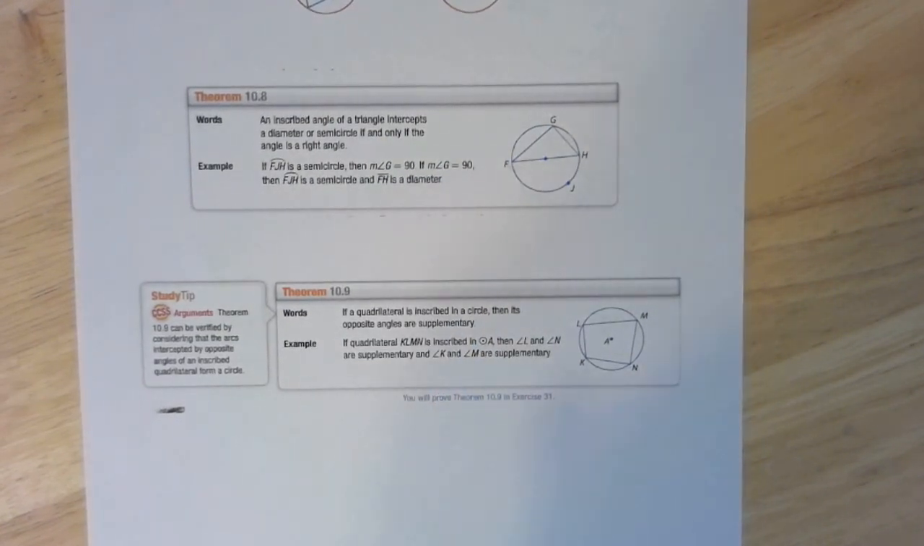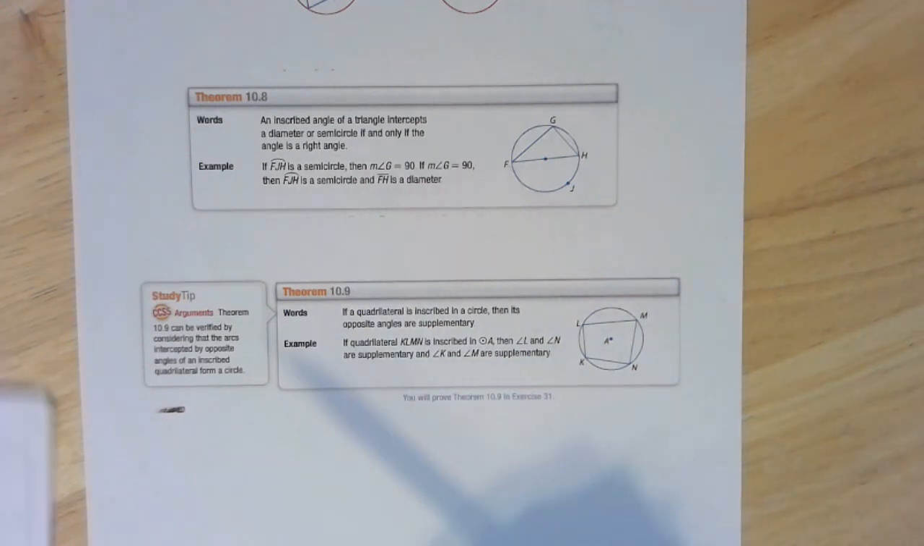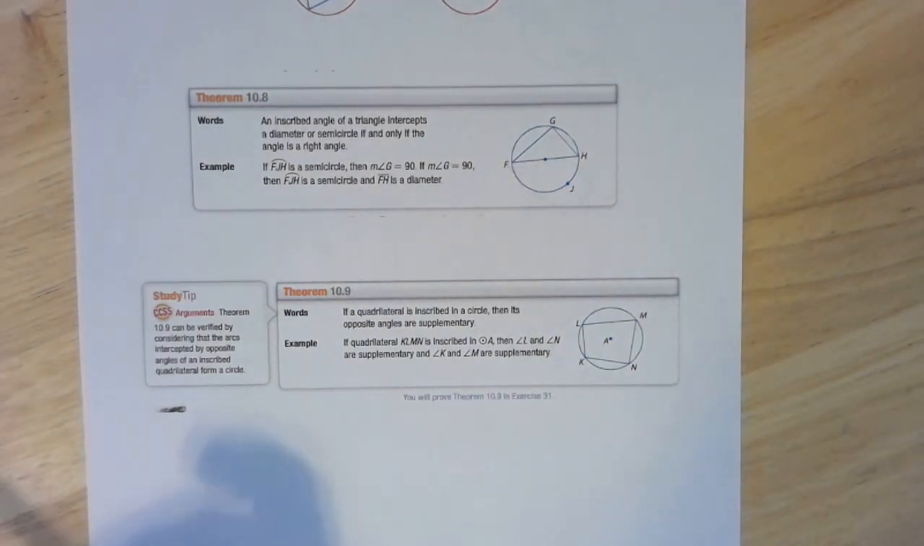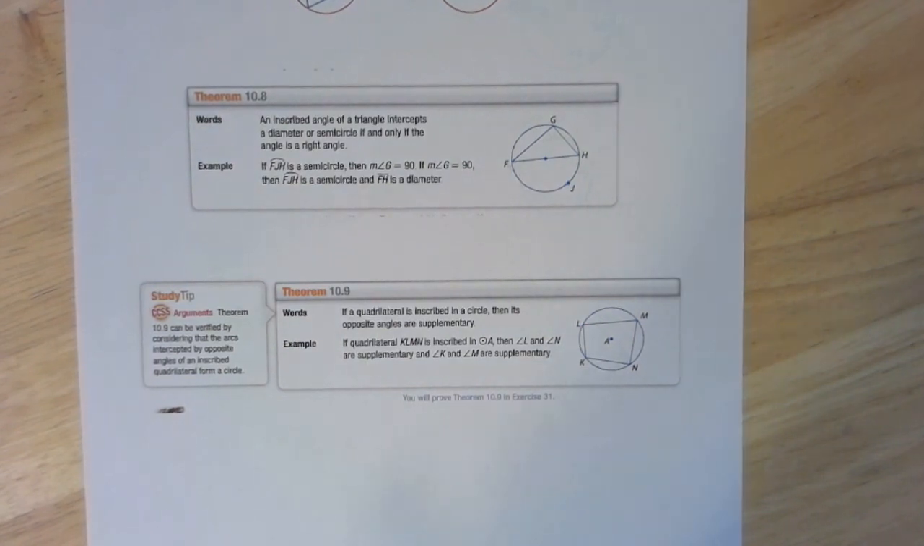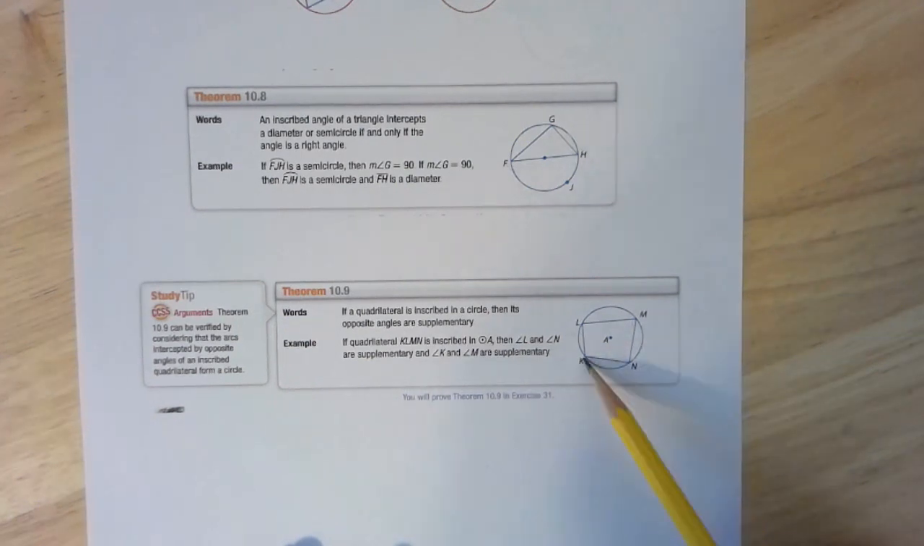So it says if a quadrilateral is inscribed in a circle, then its opposite angles are supplementary. Okay, so remember what supplementary is. Supplementary means that it adds up to 180 degrees. And it says that it's your opposite angles. All right, let's try an example on that.